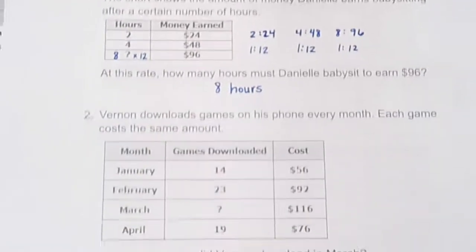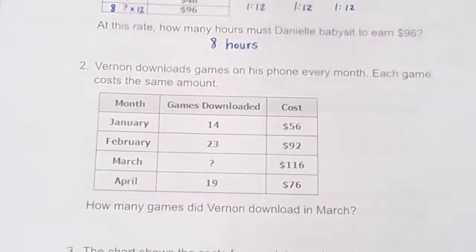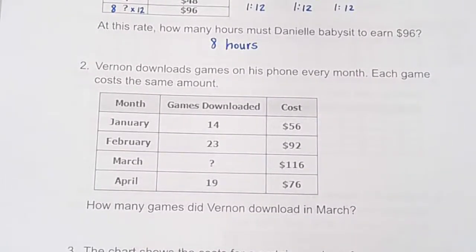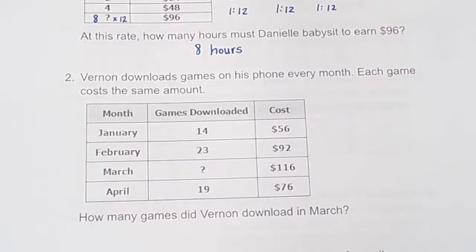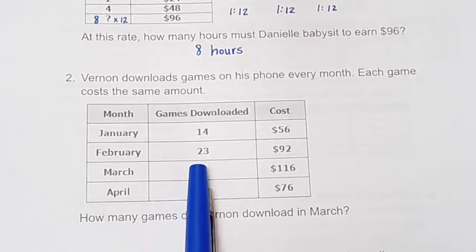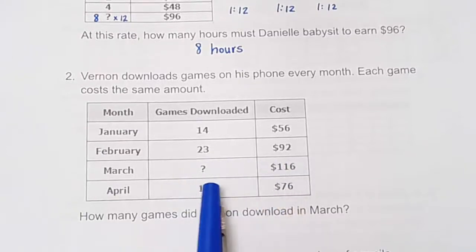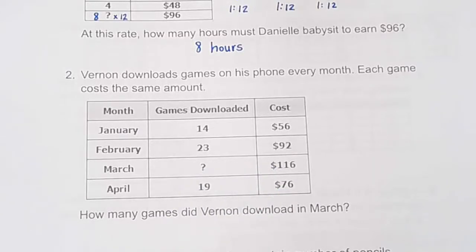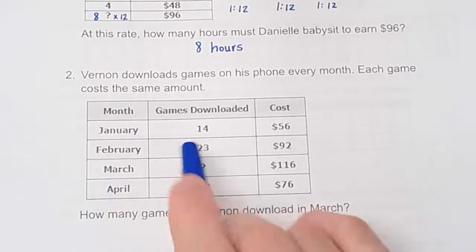All right, next one. It says Vernon downloads games on his phone every month. Each game costs the same amount. Okay, that's important. Okay, every game costs the same amount. All right. So in January, he downloaded 14 games. He spent $56. February, he downloaded 23 games, spent $92. We don't know how many games he downloaded in March, but we do know he spent $116. And then in April, he bought 19 games and spent $76. Okay, well, off the top of your head, you might not know the connection. You might not know what it takes to get from 14 to 56.